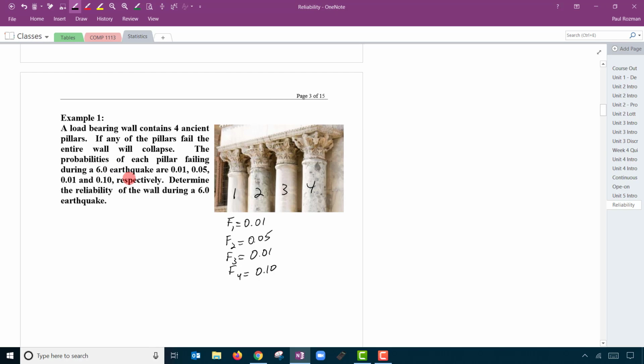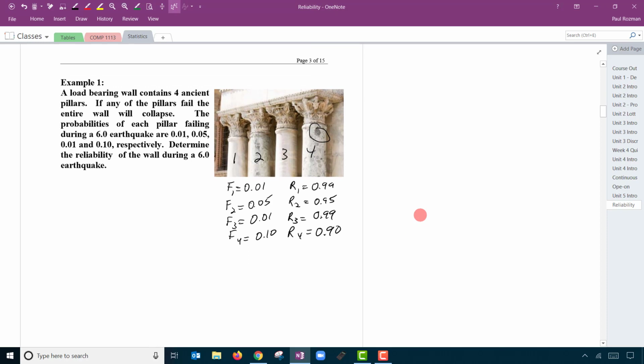Now, if we want to know the reliabilities of each one of these, I guess we just do 1 minus the failure. So the reliability of the first column is 99%. And we can do that for all of these. 95% reliable for column 2. Column 3 is also 99%. And column 4 is the rotten one. It's only 90% reliable. You can even see it has this big chip in it.